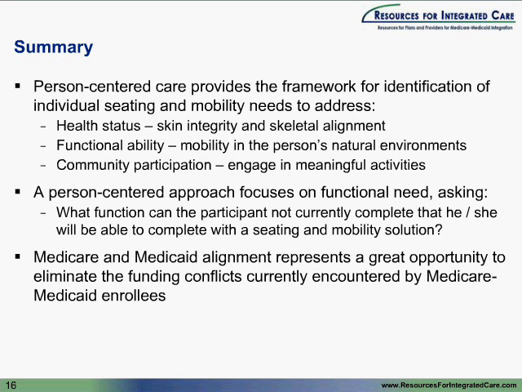We've also found that a really helpful question is to ask, what can the person not currently do that they would be able to do with this new device? And when you ask people that question, they give you wholehearted, incredibly practical answers to why they need a particular device. And ultimately, an integration of the Medicare and Medicaid alignment through the dual advantage programs will really, really help in eliminating some of the funding conflicts that are encountered every day by Medicare and Medicaid enrollees currently.